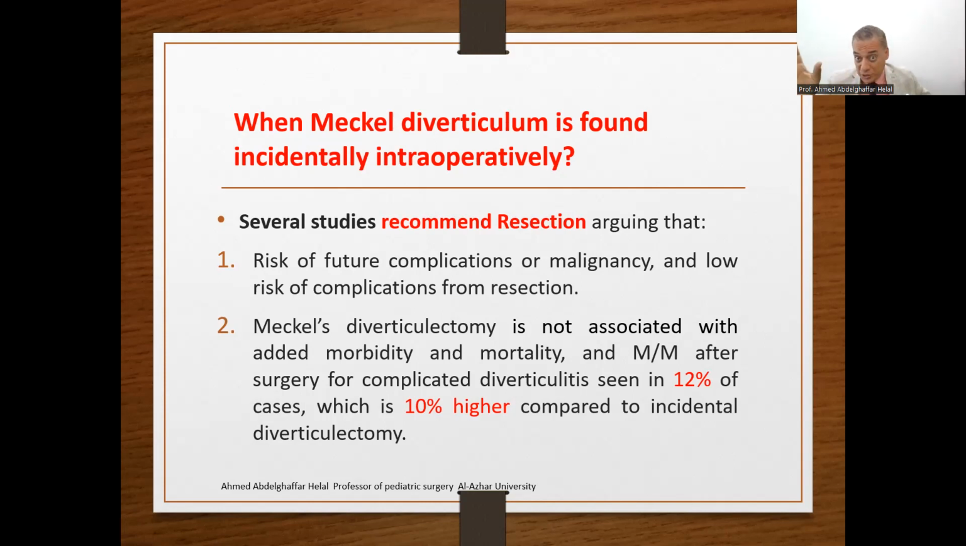High risk of complications from malignancy or other complication, and low risk from resection. Number two, they argue that the removal of the diverticulum is not associated with added morbidity and mortality. On the other hand, complicated diverticulitis may be 12%, which is 10% higher than incidental removal of the diverticulum. This is the first school to recommend resection.